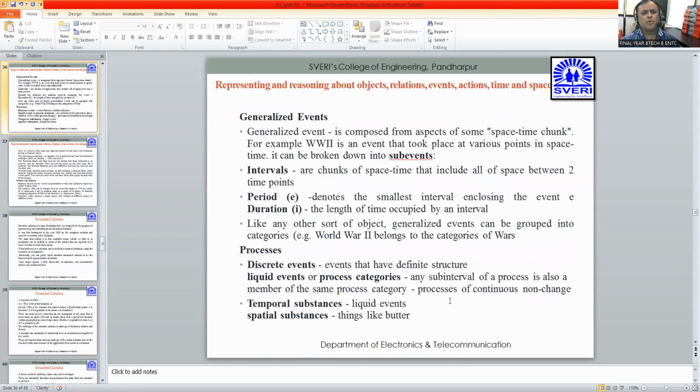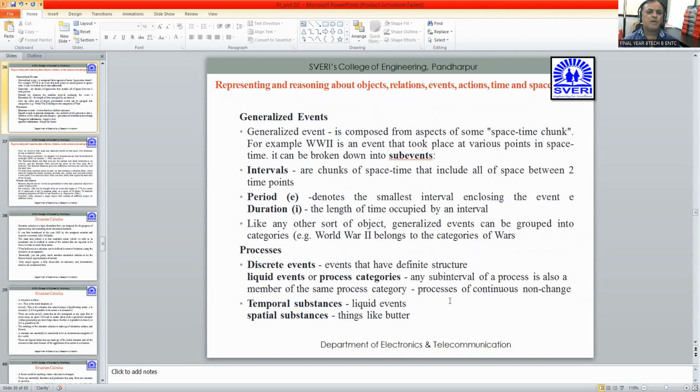Now, the next important point is generalized events. So now we have seen the situation calculus and the event calculus. We have also seen ontological events, different events. We have seen axioms and fluents. All these things are very much related with each other. Now let us see some of the generalized events and how they are important as far as events, actions, times, and space are concerned.